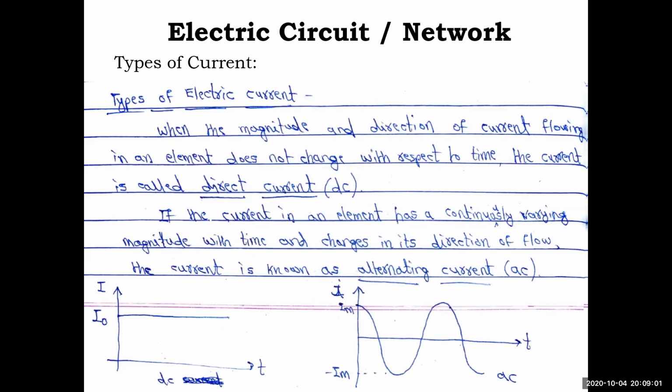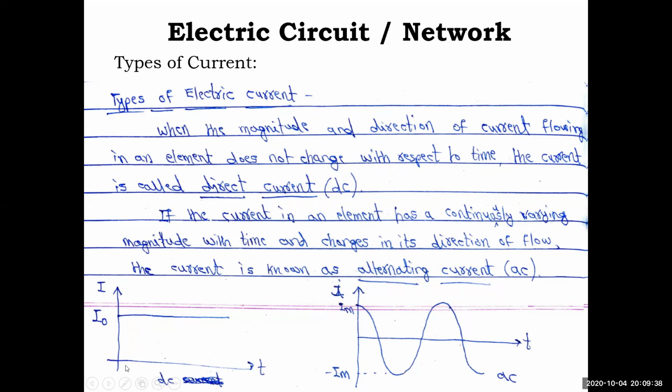Next, there are types of currents, as I mentioned earlier, DC and AC. This is like a battery, and the other is directly plugged to a terminal. When the magnitude and direction of current flowing in an element does not change with respect to time, the current is called direct current. This is the definition of direct current. It is shown in the first figure here. The magnitude is the same, I naught, it is constant, and the direction is also the same.